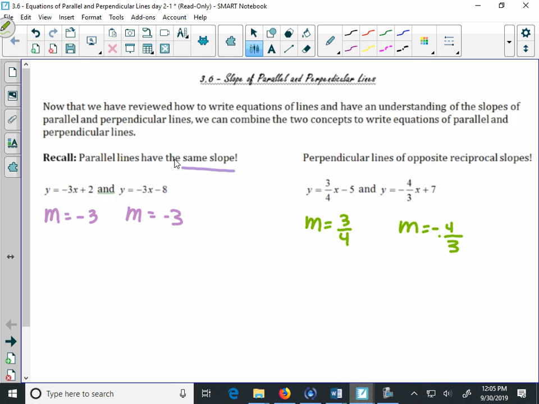Parallel lines, remember, they never intersect. That's why they have to have the same slope, because they have the same exact slant. They're never going to intersect. Okay? Perpendicular lines intersect, and they form what kind of angles? Right angles. So that's why they have to have opposite reciprocal slopes. Questions over that? What we talked about in Friday's lesson.